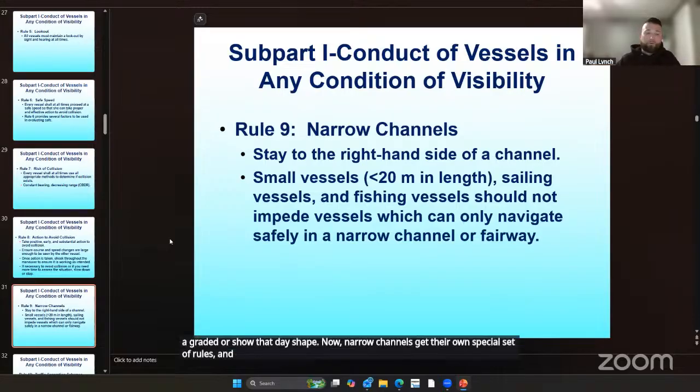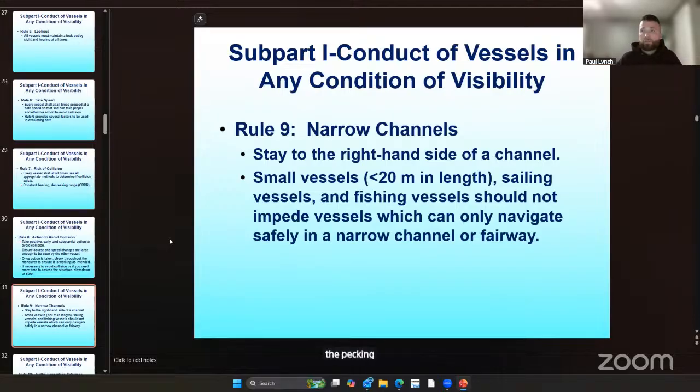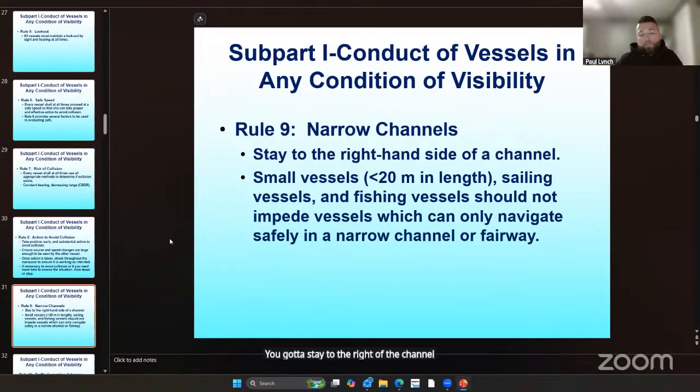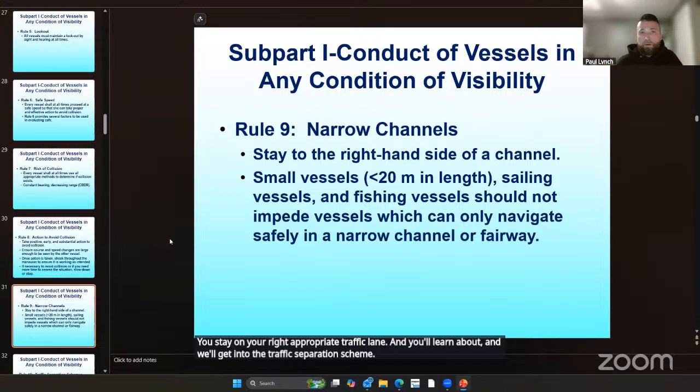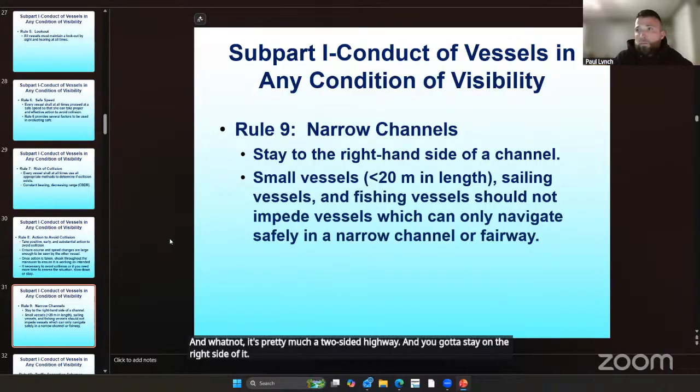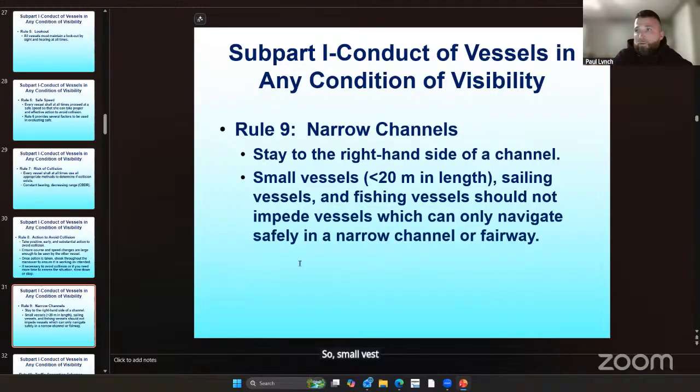And now the pecking order, or right of way, changes completely. So when you're in a channel, especially a narrow channel, you've got to stay to the right of the channel. It's just like a two-way street. You stay in your right appropriate traffic lane. And we'll get into the traffic separation scheme and whatnot. It's pretty much a two-sided highway, and you've got to stay on the right side of it. So this is where narrow channels and the pecking order change. If you're a small vessel less than 20 meters in length, you could be power driven, you could be sailing, it doesn't matter.